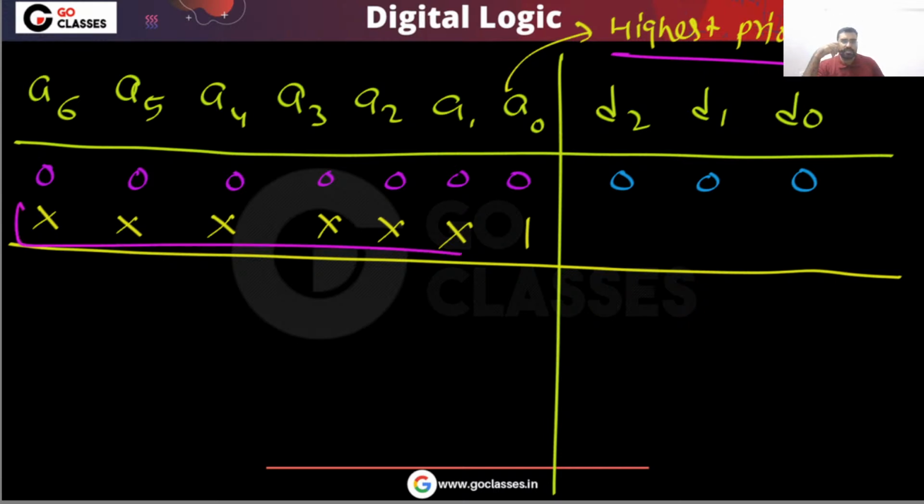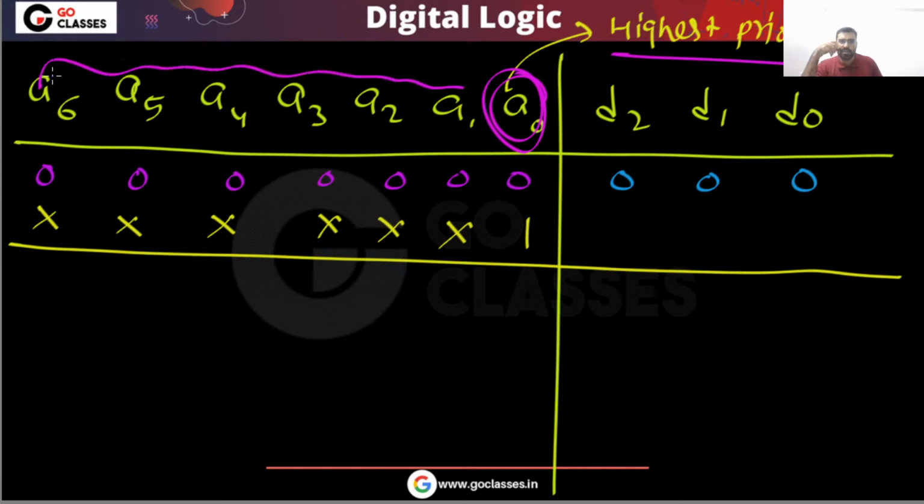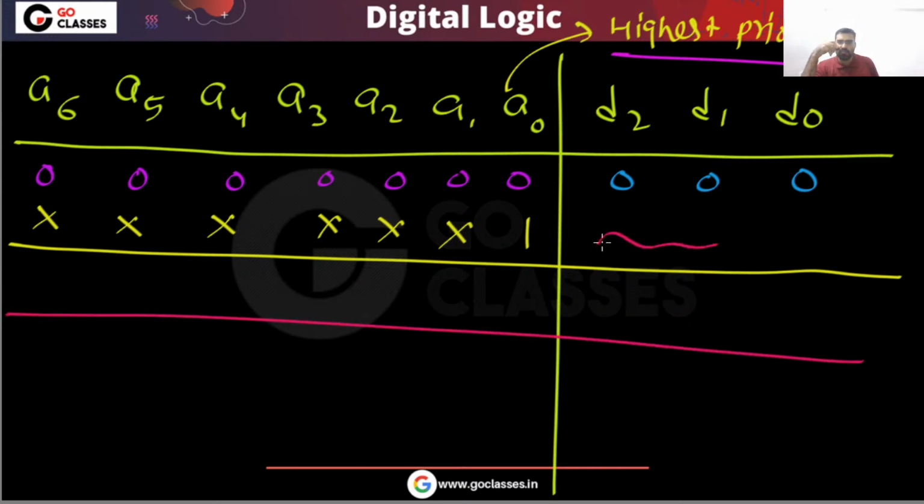So if this is 1, then they are don't cares. It does not matter what these are, whether they are 1 or 0. If this is 1, then what will be the output in this situation? Very simple. The output will be the encoding of A0.